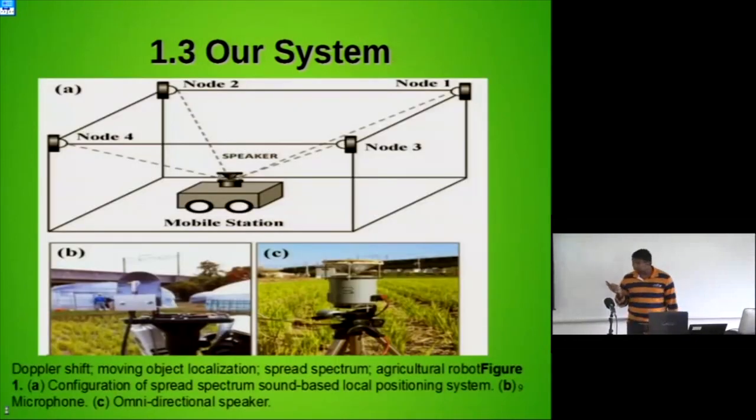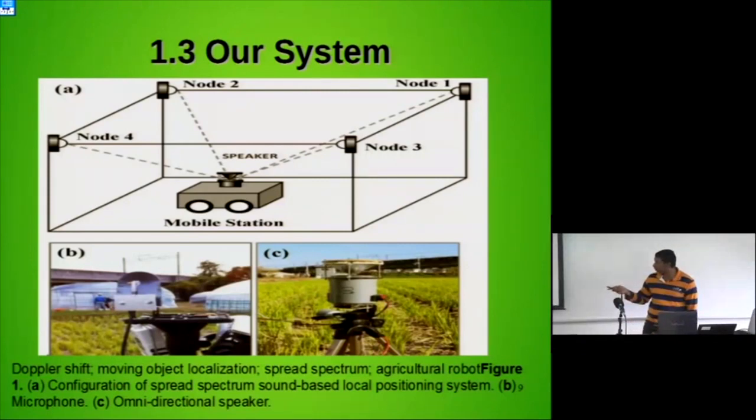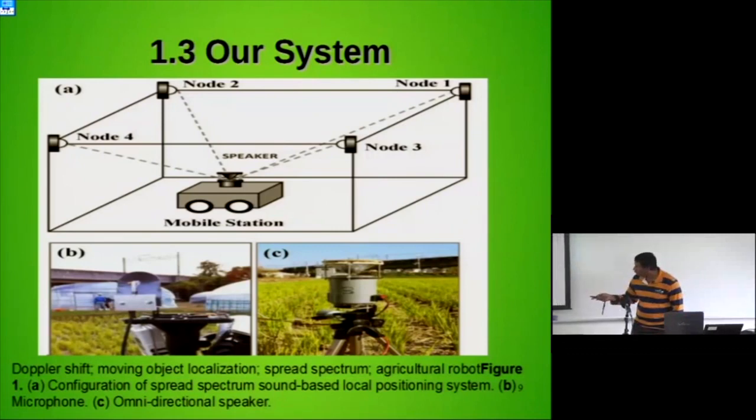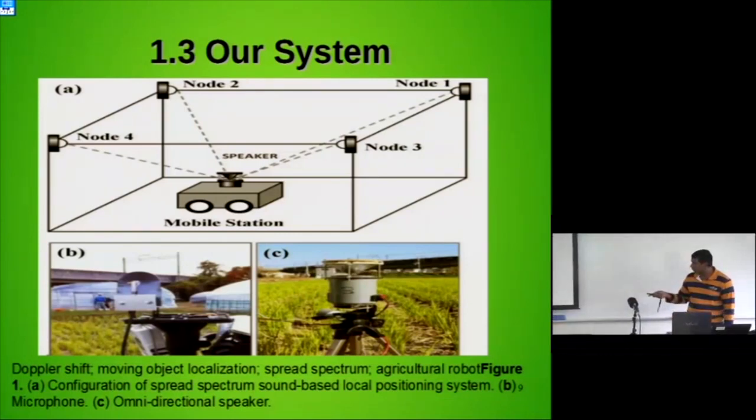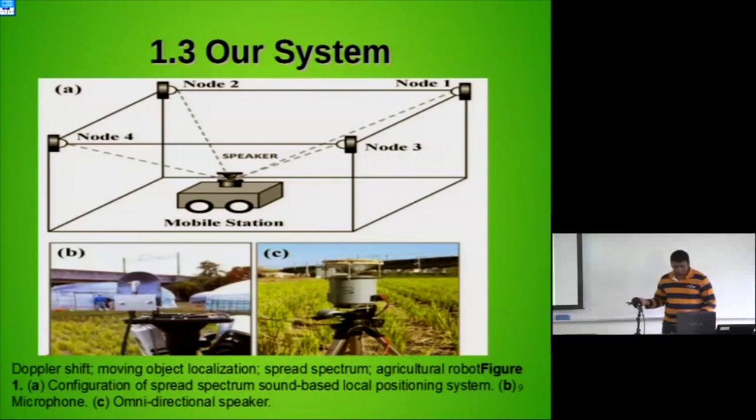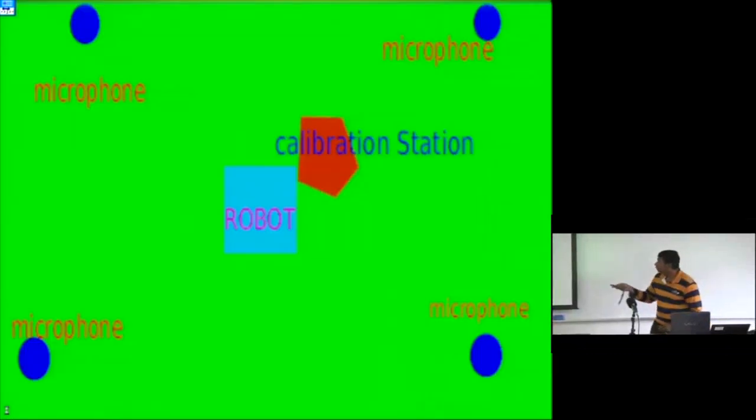So this is our system. So I think you have seen this. This is from Vidosana's presentation. So this is the speaker. We have 4 nodes where these are the microphones. This is the microphone, and this is the speaker, and this is the microphone. So the sound is emitted from the speaker, and the microphone captures it. So this GIF will show you how that works.